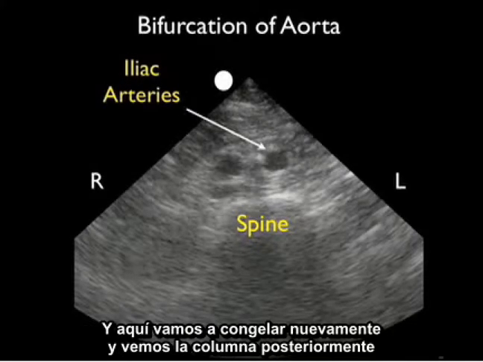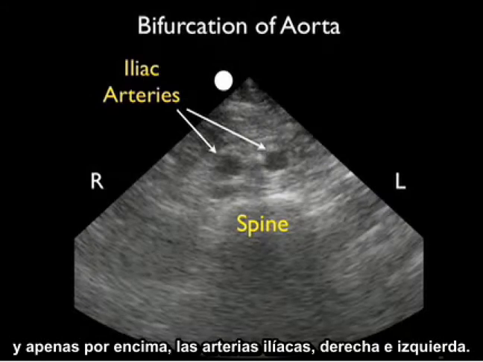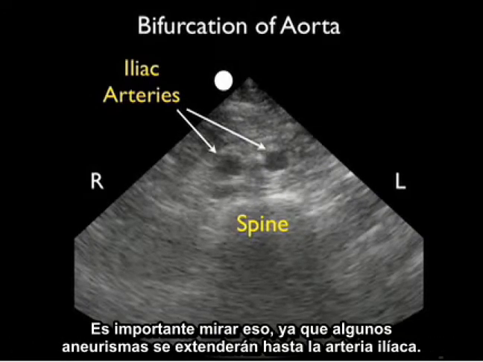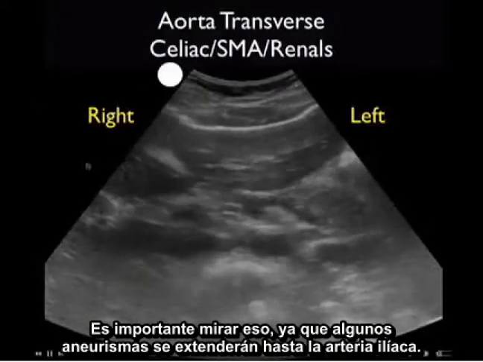And here I'll freeze it again, and we see the spine posteriorly, and just on top of that, the paired iliac arteries, right and left. And it's important to look at that as some aneurysms will extend all the way down into the iliac artery.